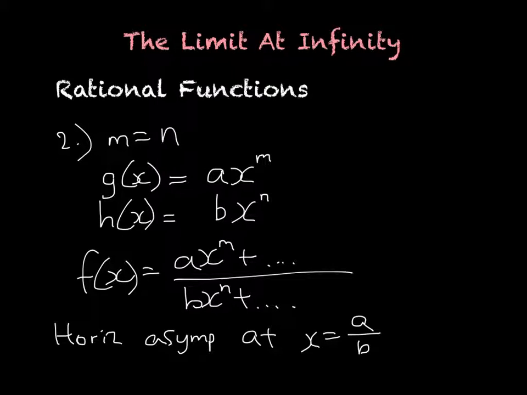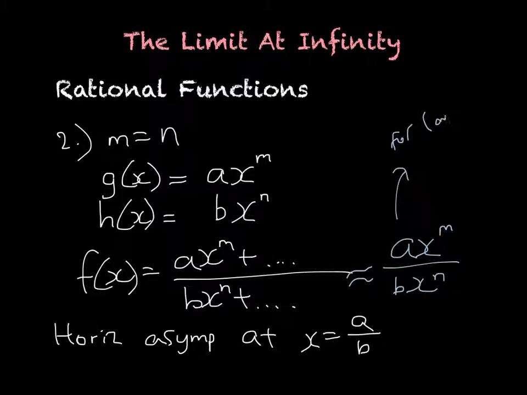The reasoning behind this is similar to the first case. As x becomes very large, the dominant terms are the ones with the greatest degree. And so our function would be very similar to a x to the m over b x to the n for large x. And since m equals n, we can cancel out these two terms, and what we're left with is a over b.